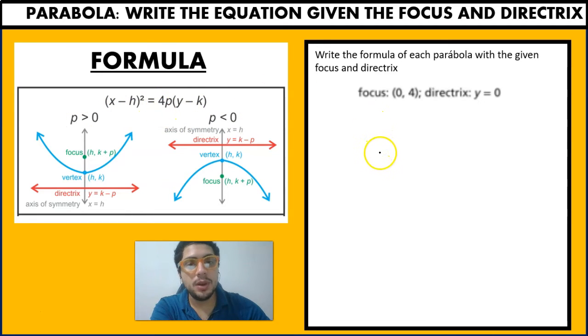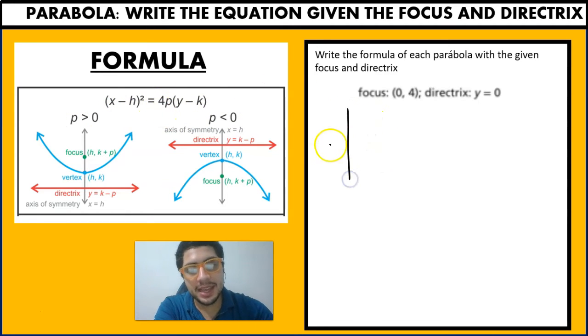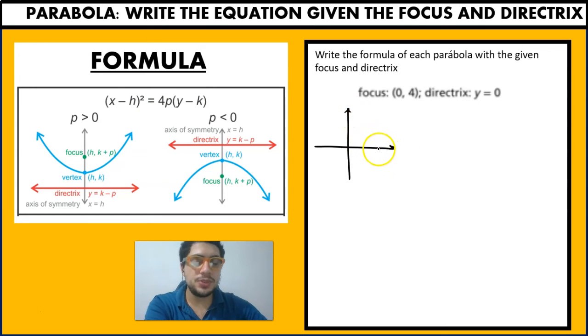But in order to know if the value of p is positive or negative, we have to be able to locate them in a sketch, to be able to see where they are located. So the focus is going to be at (0, 4), so it's going to be 1, 2, 3, 4. And then we know that our directrix is y equals 0, so it's going to be the same line as the x-axis, right? So our directrix is going to be here.